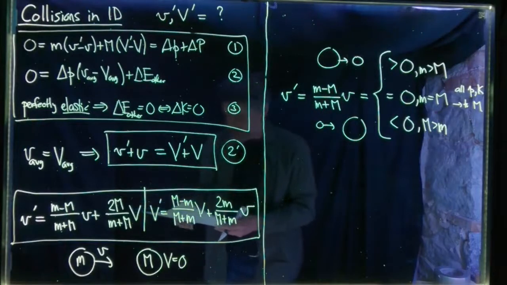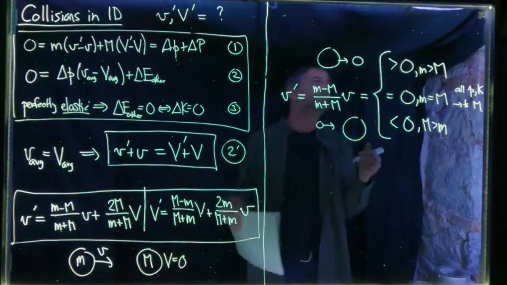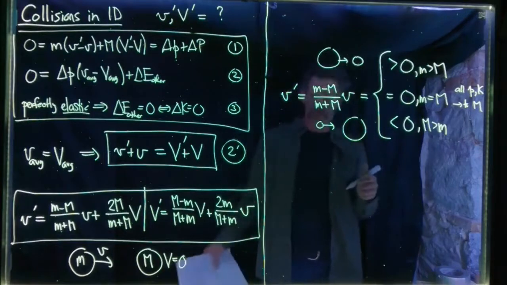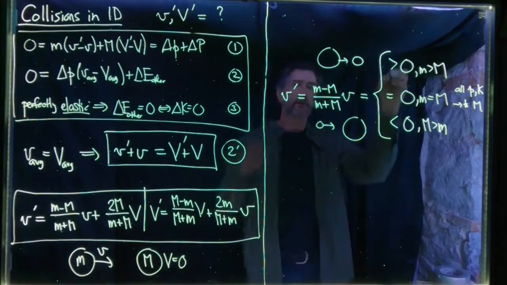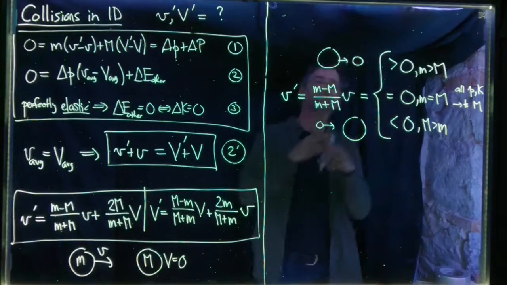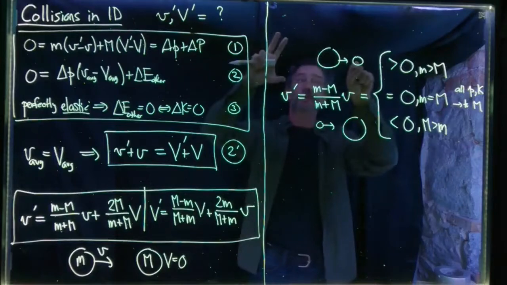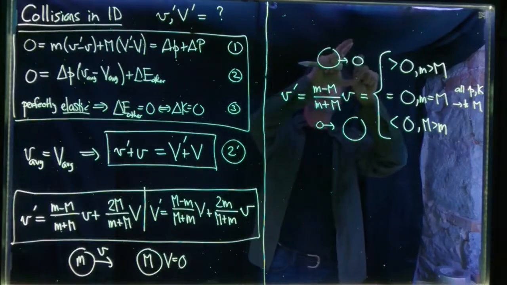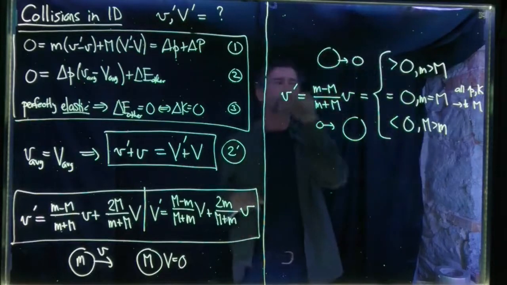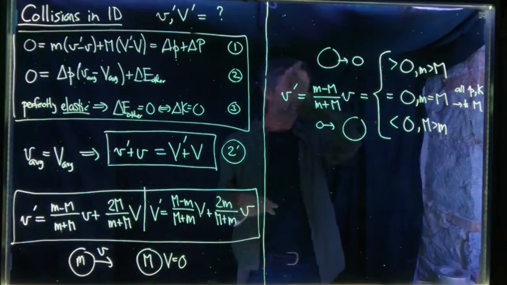Okay, so now let's look at this case over here. If little m is big and big M is small, then the final velocity of little m here is positive. It goes to the right, which makes sense. This guy's at rest, and this guy is this big heavy thing. It comes like this, boom, and it hardly feels the presence of this guy. It just sort of plows through. So the final velocity of little m is positive, to the right.